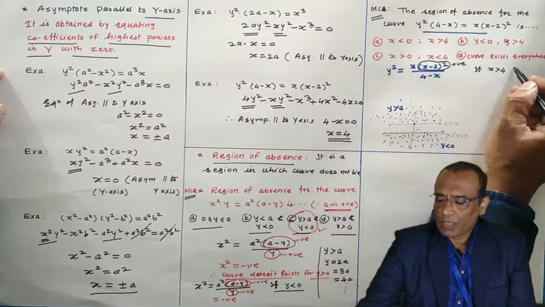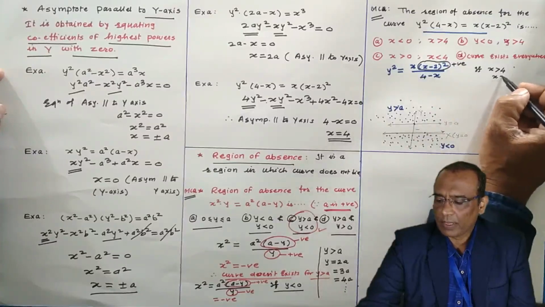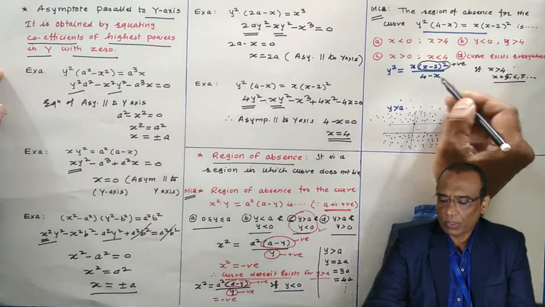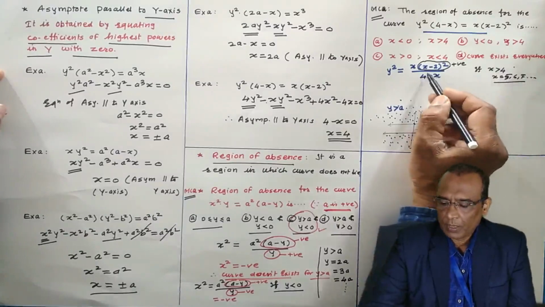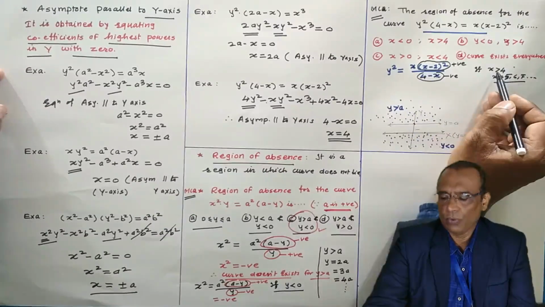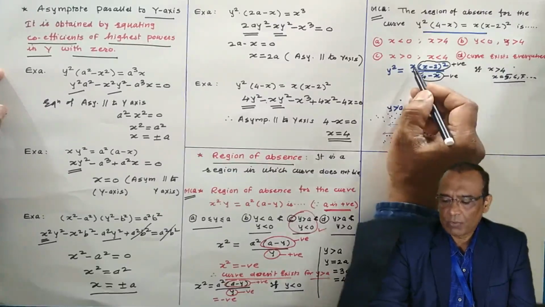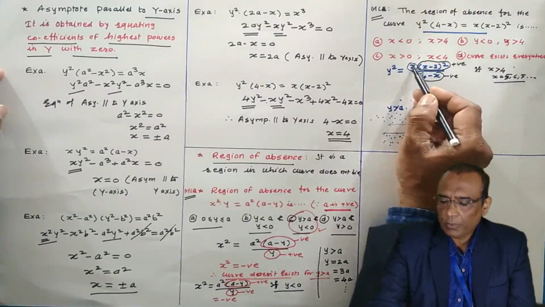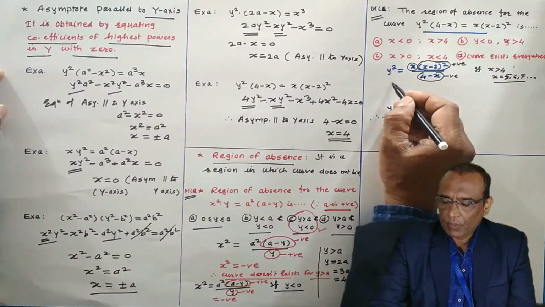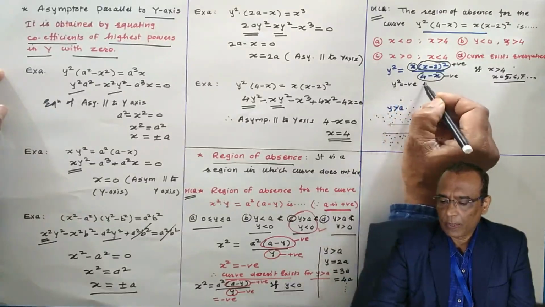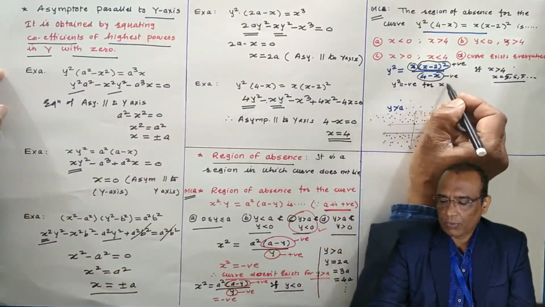x is greater than 4 means x is equal to 5, x is equal to 6, x is equal to 7, x is equal to 8 and so on. For x greater than 4, this 4 minus x will be negative, and x will be positive because x is greater than 4. The positive by negative will be negative. The y square is negative for x greater than 4.